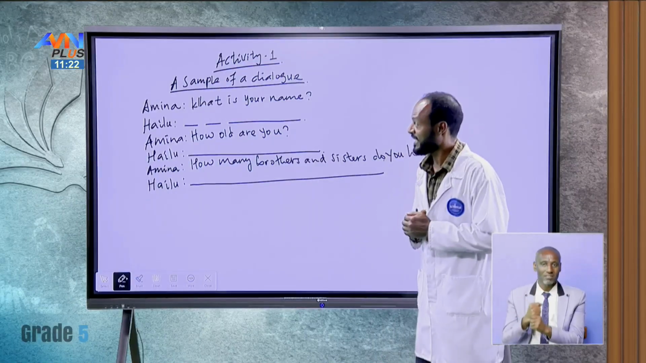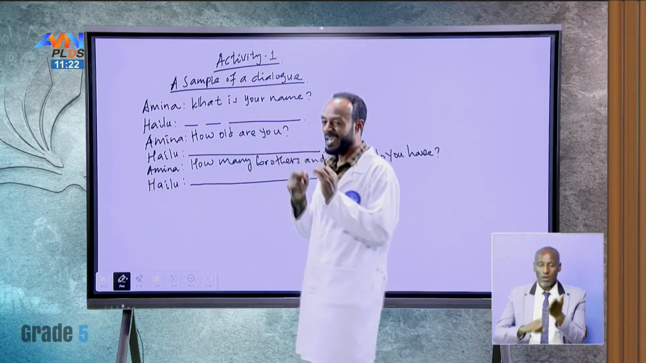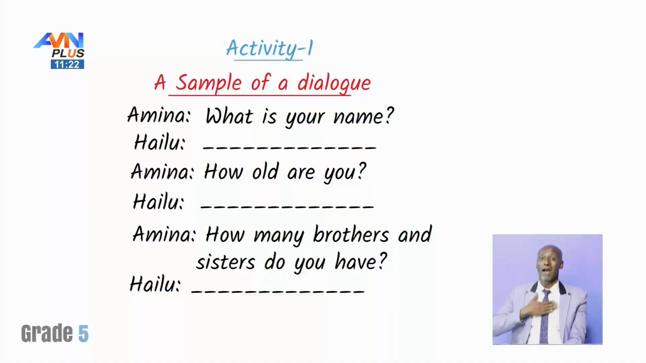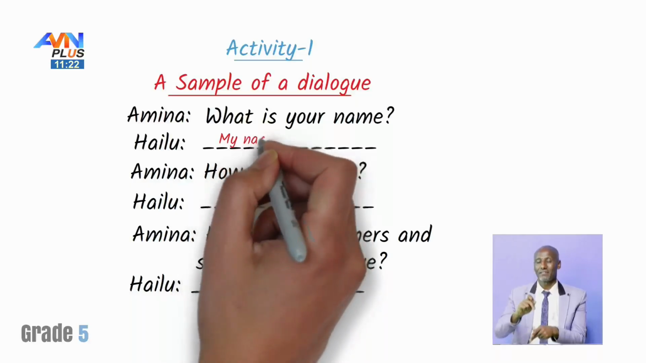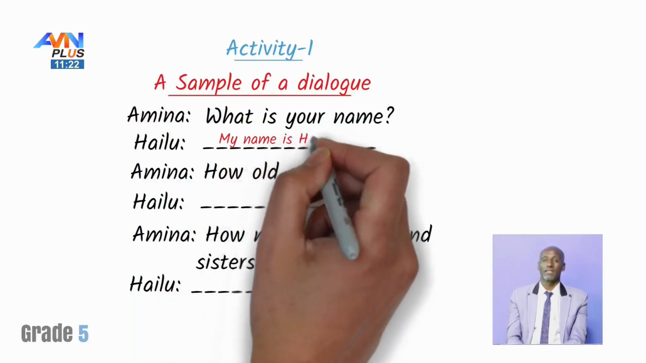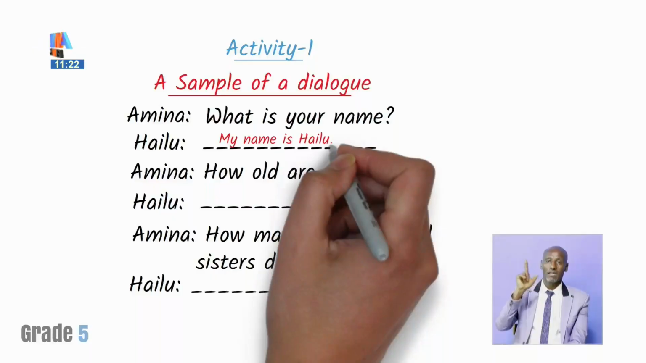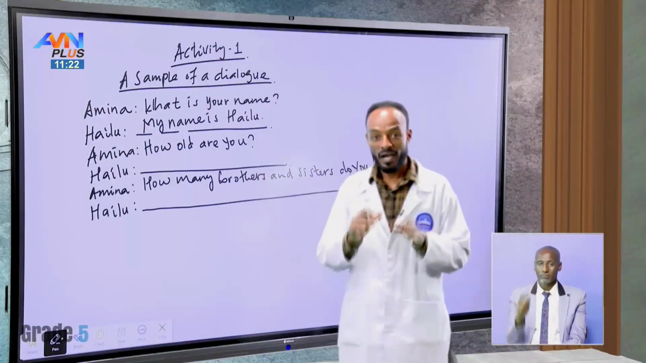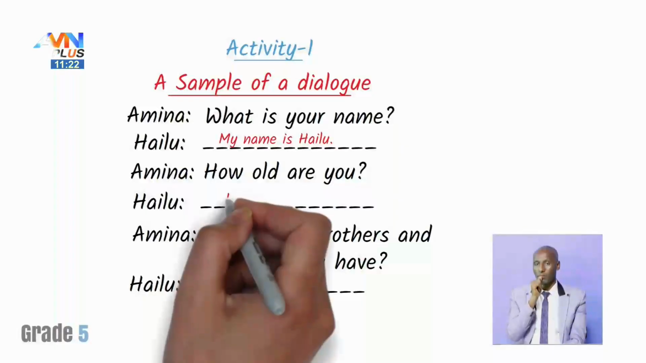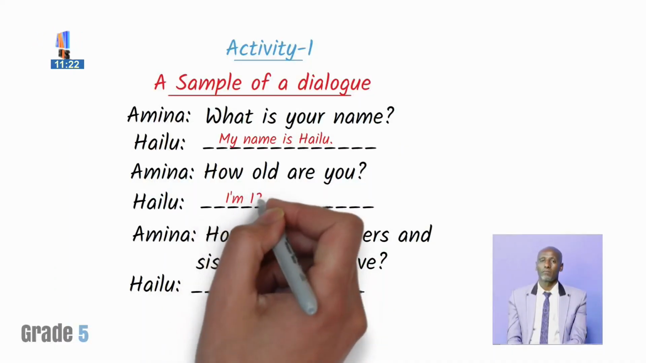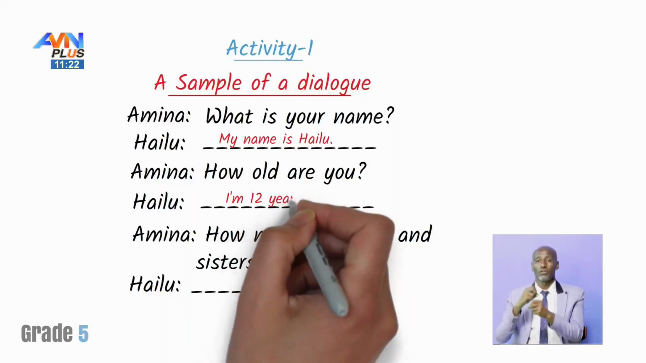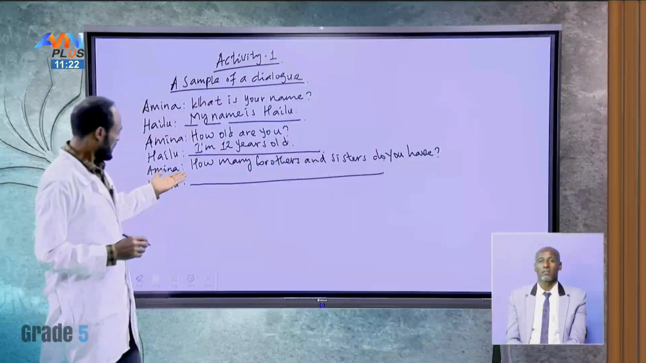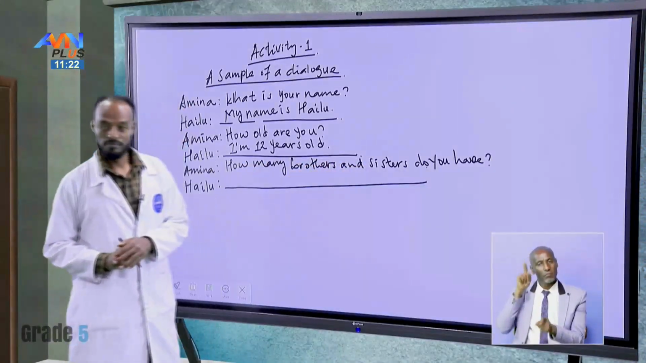Nice, I hope you did it. Nice student. So what is your name, if you say it? You should say, my name is Hailu. How old are you? Hailu maybe can say, I am 12 years old. Years old. It depends, okay? How many brothers and sisters do you have?